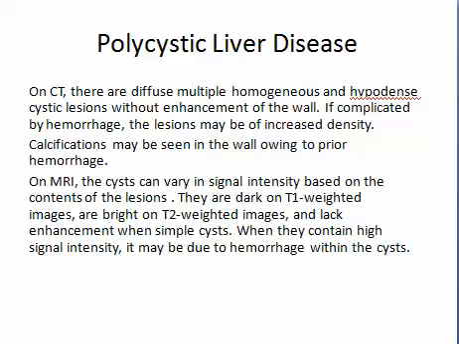Polycystic liver disease, on CT, shows diffuse multiple homogeneous and hypodense cystic lesions without enhancement. If complicated by hemorrhage, the lesions may be of increased density. Calcification may occur in the wall.